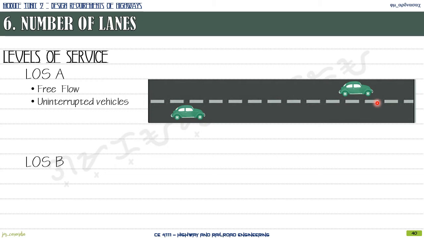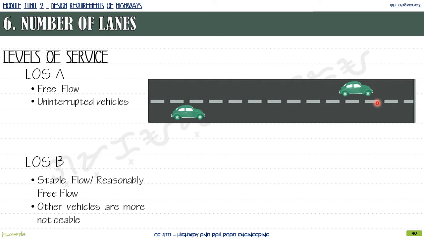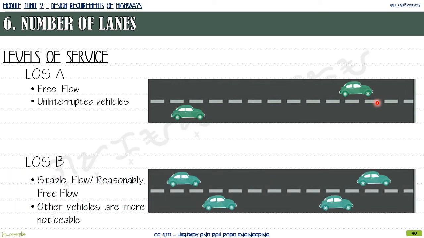The next level of service is what we call your LOS B, which is known as a stable flow or a reasonably free flow. So it's almost like a free flow, but the flow is now sometimes affected by other vehicles. As you move freely, you could also notice other vehicles moving alongside you. Okay? So medyo dumami na yung number of vehicles natin sa ating road section.